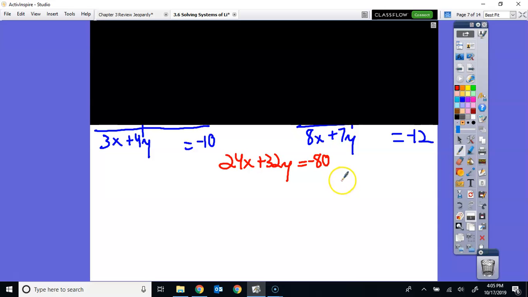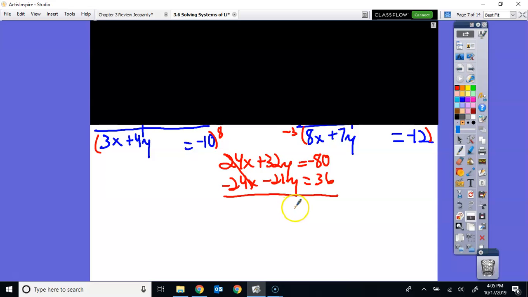Yeah, those numbers are a little bigger, but now I can multiply this equation by negative 3. So I multiply this equation right here by 8. I multiply this one by negative 3, because what it does is it gives me negative 24x, and there's opposites again. Negative 3 times 7 is negative 21y, and negative 3 times negative 12 is positive 36. So now I do not have to go through and worry about the x's anymore because they will cancel out.